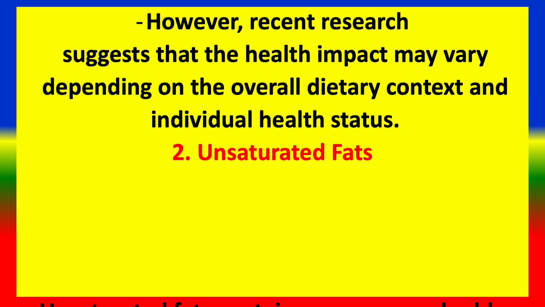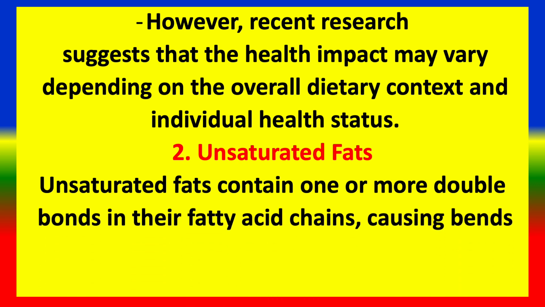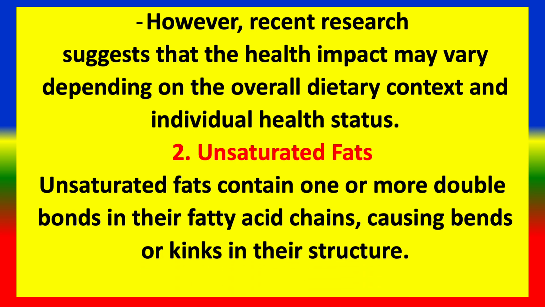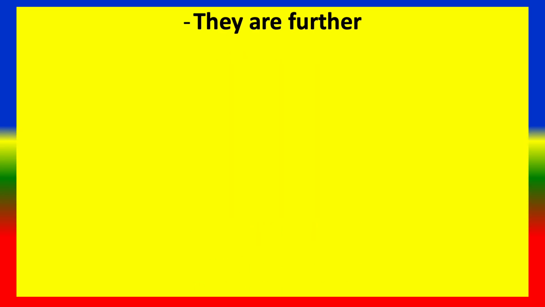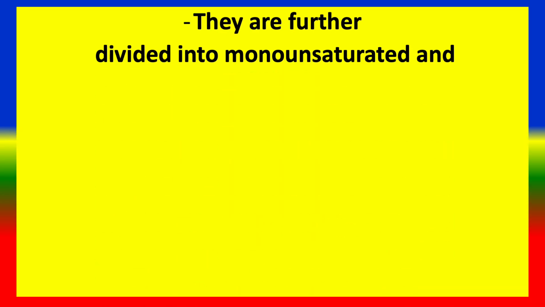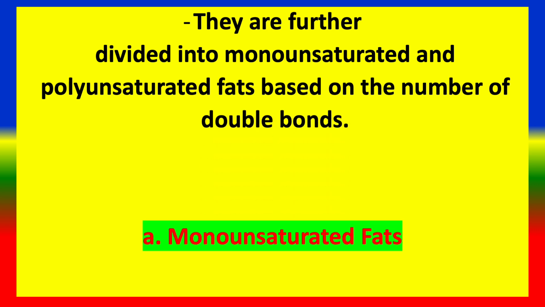Second, unsaturated fats. Unsaturated fats contain one or more double bonds in their fatty acid chains, causing bends or kinks in their structure. They are further divided into monounsaturated and polyunsaturated fats based on the number of double bonds.